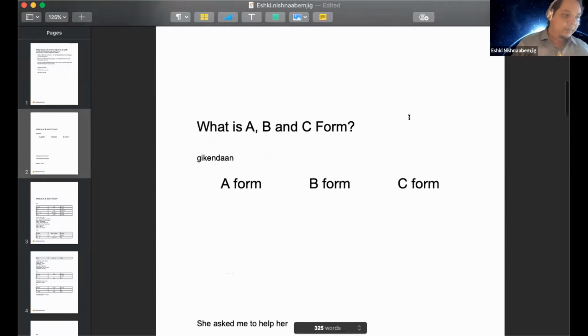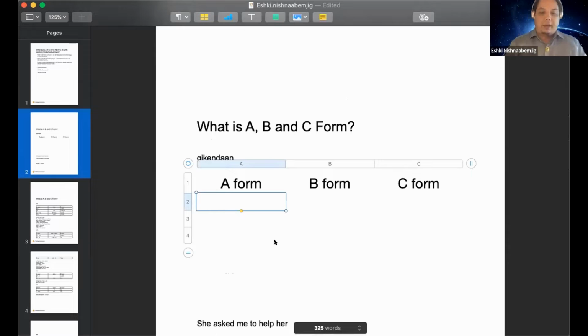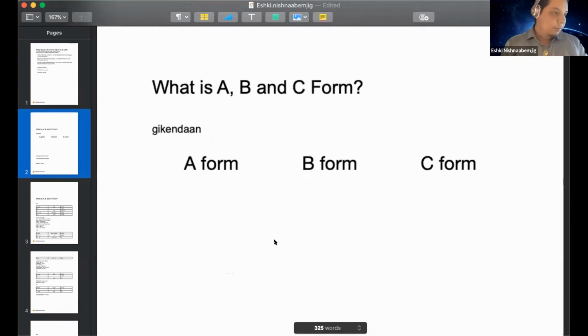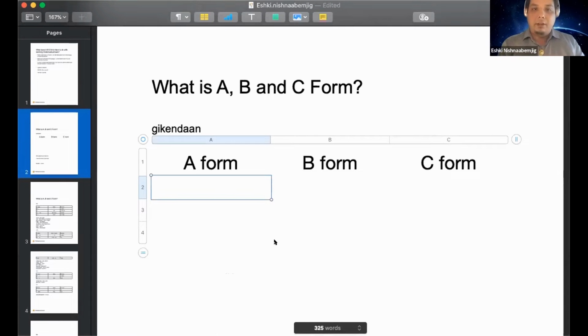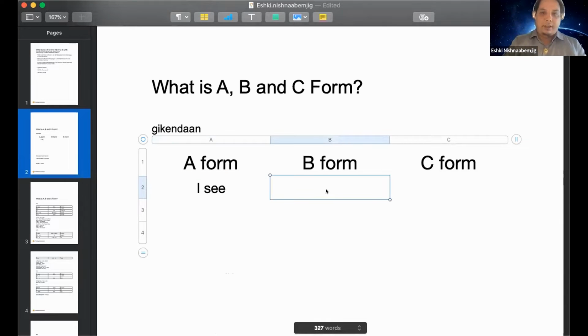So what is A form? A form is our simple sentences, simple declarative sentence. I see. Okay? Now B form and C form are gonna have this little space out in front.